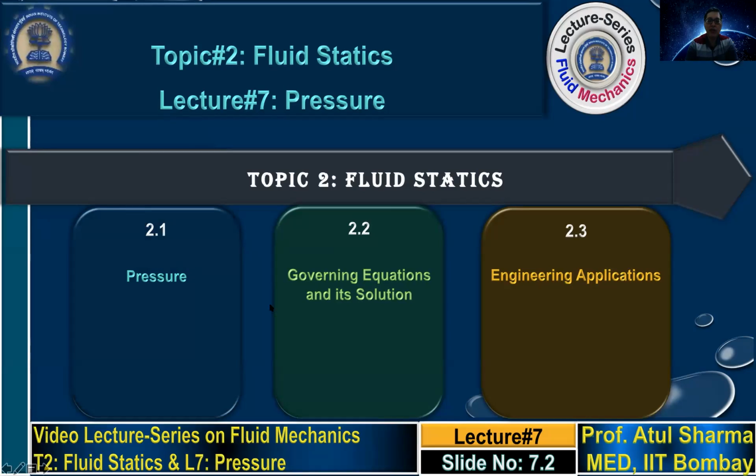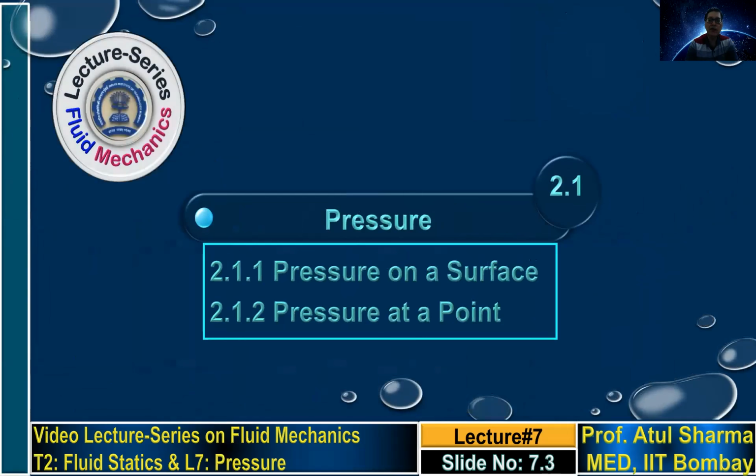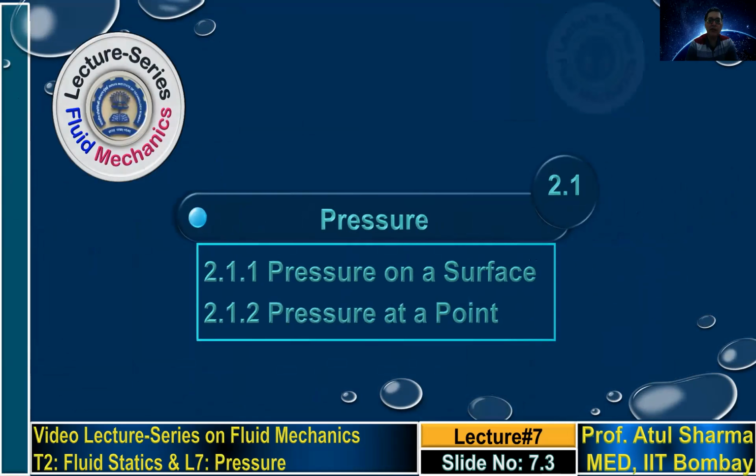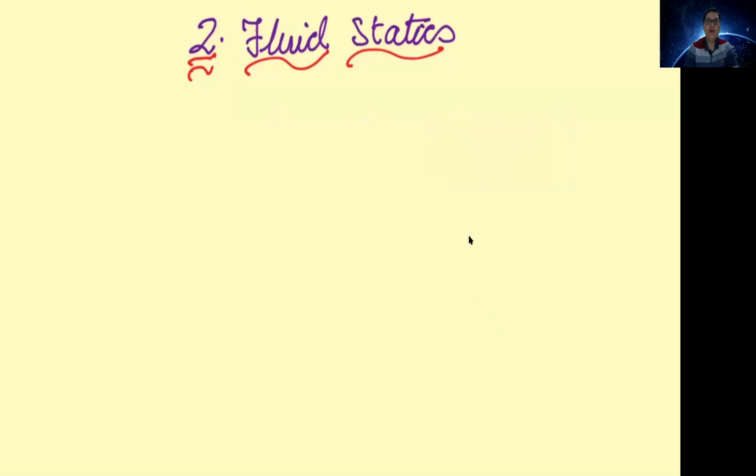After introducing the pressure, we'll move on to the governing equation for fluid statics and determine its solution for pressure distribution or pressure field in a stationary fluid. Finally, we'll consider a couple of engineering applications of fluid statics corresponding to first a manometer and secondly a hydrostatic force on a submerged surface. So let us move on to the lecture on pressure. This will be presented first for pressure on a surface and then for pressure at a point. So let us start the topic 2 on fluid statics.